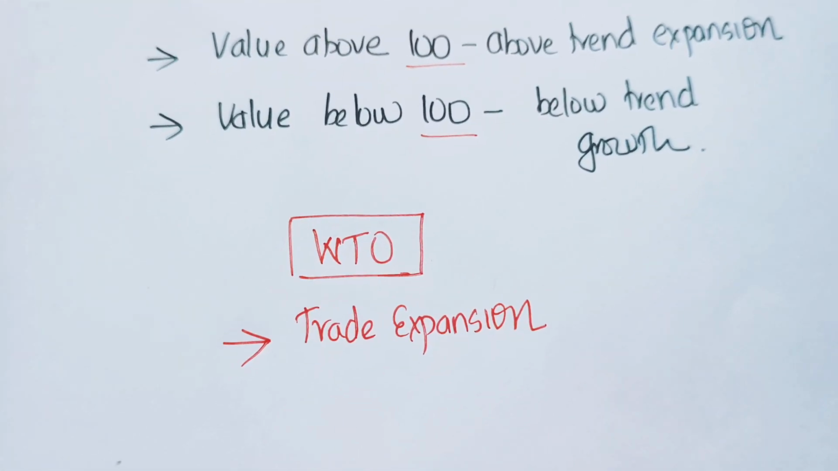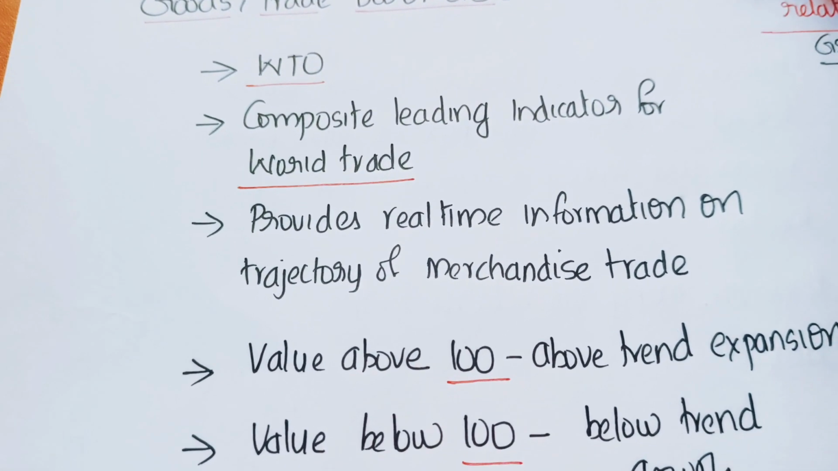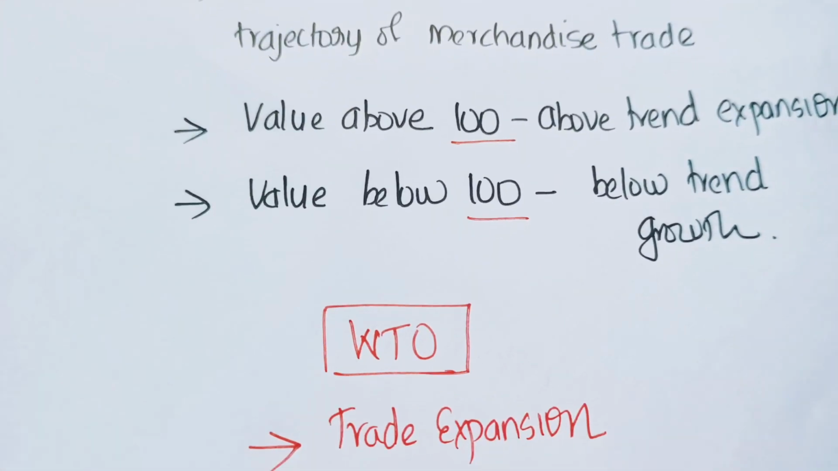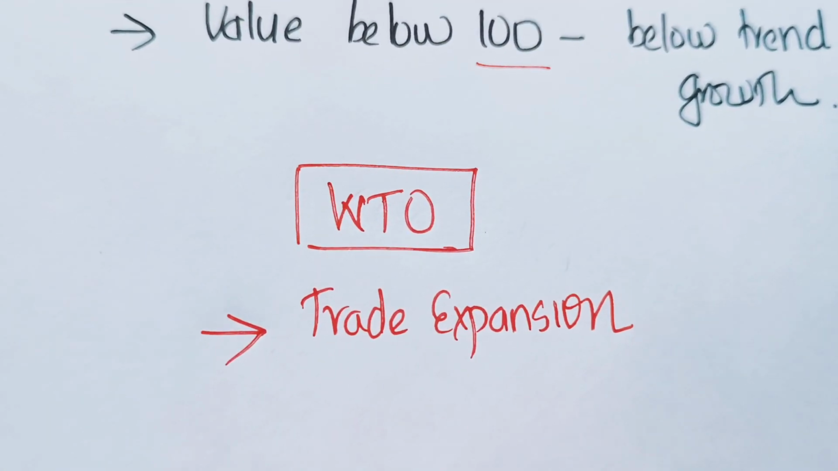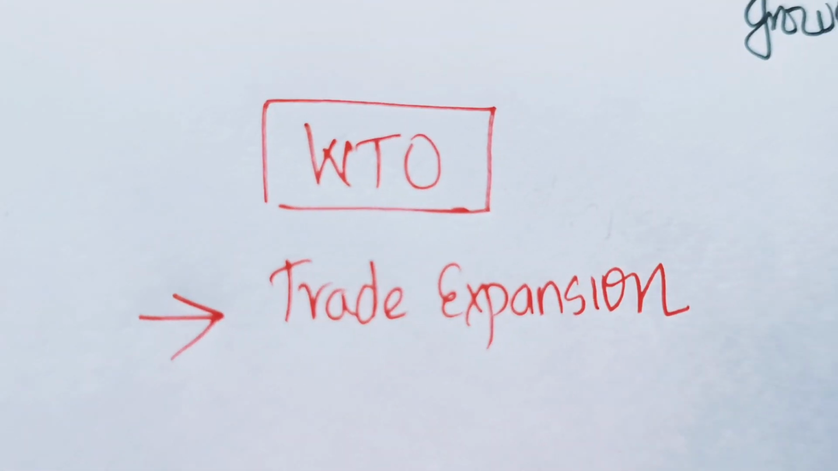So you just have to remember what the goods trade barometer is. This is a composite leading indicator for world trade, which is actually the indicator of the World Trade Organization, WTO, which depicts what? Trade expansion.